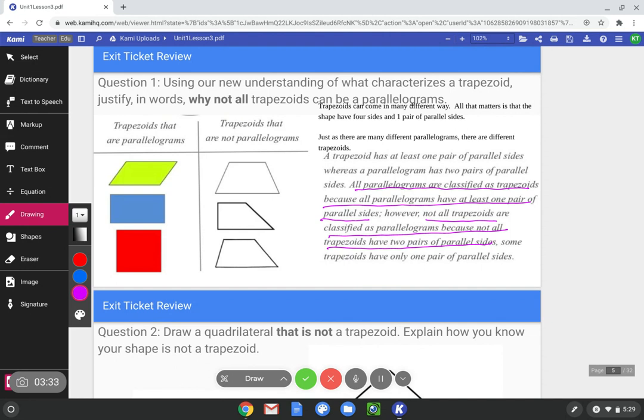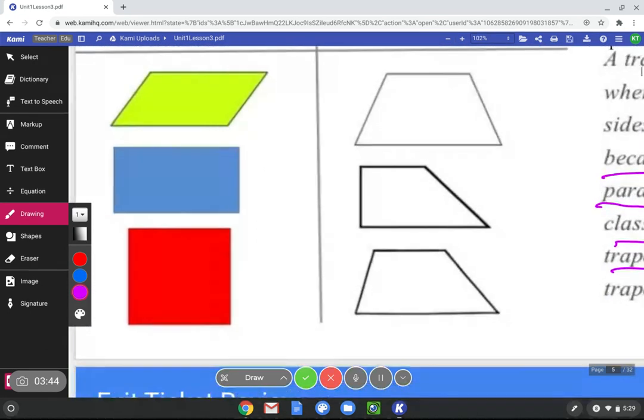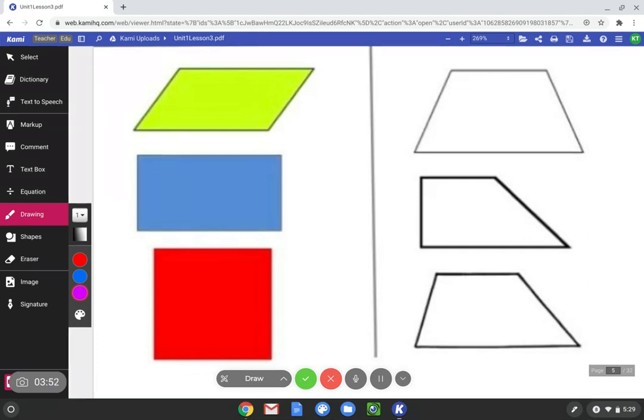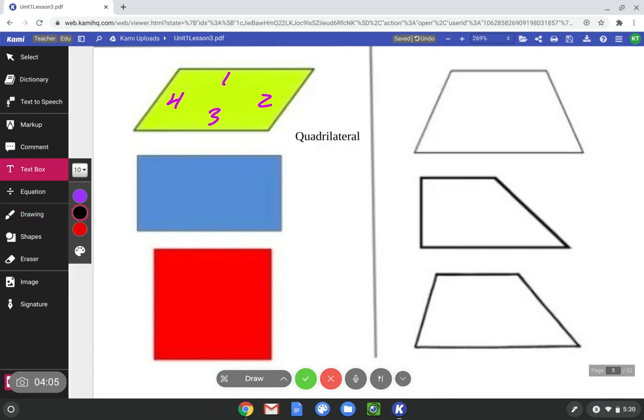So the pictures on the left: the green shape, the blue shape, and the red shape. Let's break these shapes down. Okay, I want to dissect these shapes one by one. So let's start with this green one. What are some vague observations that we can make? Well, 1, 2, 3, 4. Okay, so the most basic observation that I can make is that it has four sides, and that makes it a quadrilateral. So y'all know, any shape that has four sides, it is a quadrilateral.